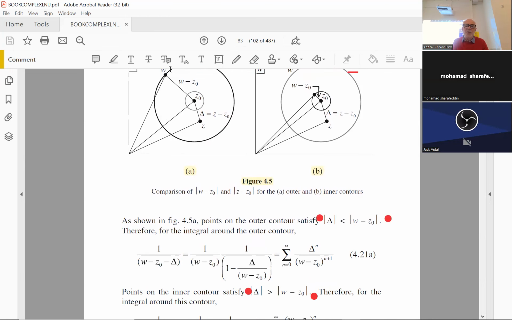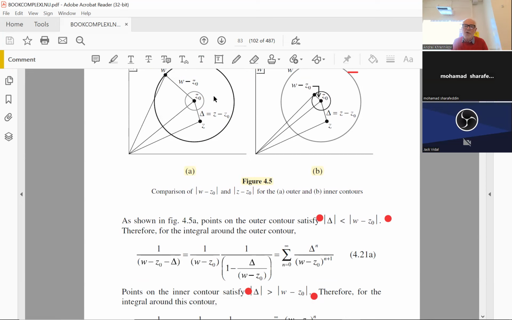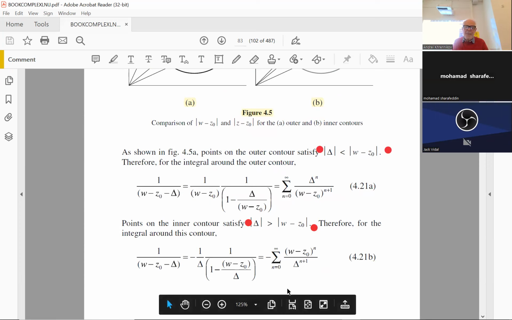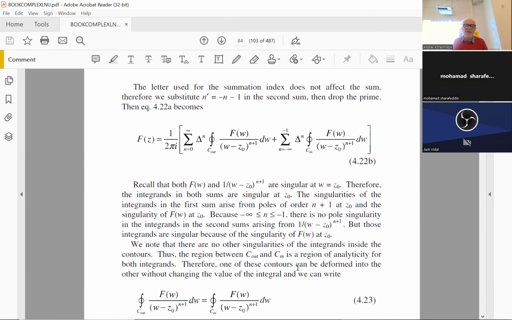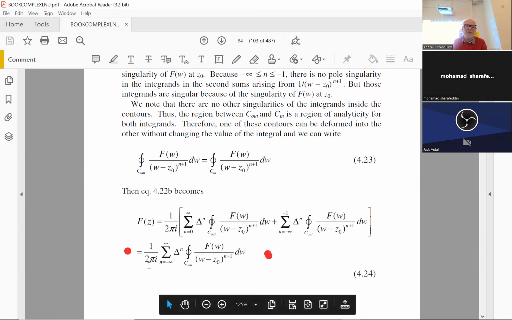On the large contour, we did as before and get an expansion with positive degrees of z. On the small one, we do it the other way around. So this is the small contour. Here, this denominator is larger than the numerator. And then we get the final expansion into Laurent series. The final expansion into Laurent series would be this sum. So F(z) is equal to this.